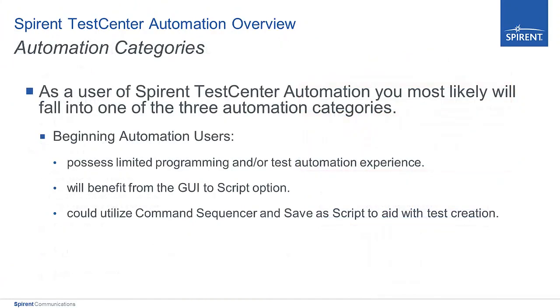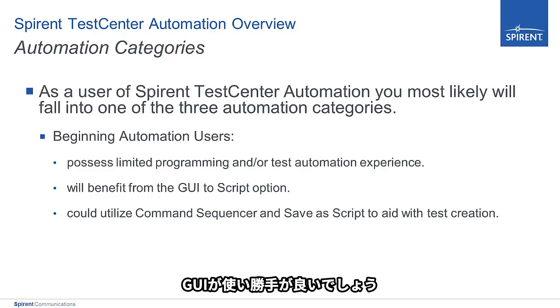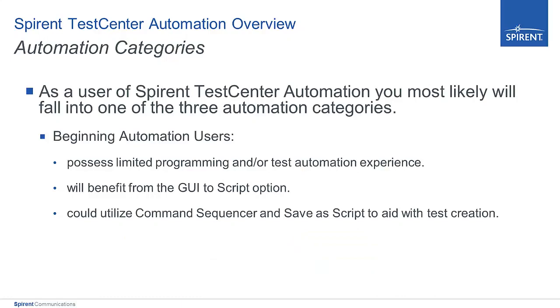While everyone's situation is different, as a user of Spirent TestCenter Automation, you most likely will fall into one of the three automation categories: beginning automation user, intermediate automation user, or advanced automation user. As a beginning automation user, you will possess limited programming and/or test automation skills. Maybe you are very proficient at using the GUI, and you will benefit from the GUI to script option. This will allow you to take the tests you've created in the GUI and very quickly and easily create scripts that you can run at a later time.